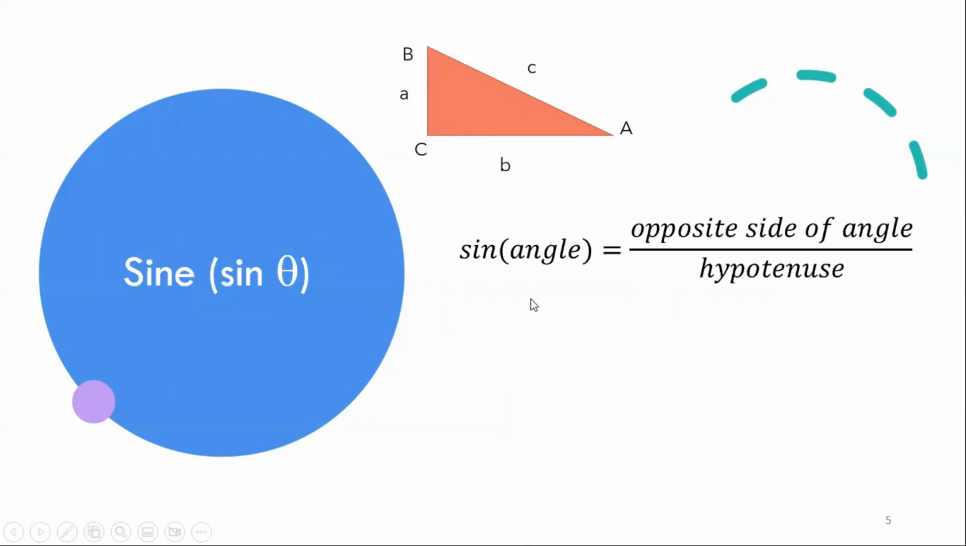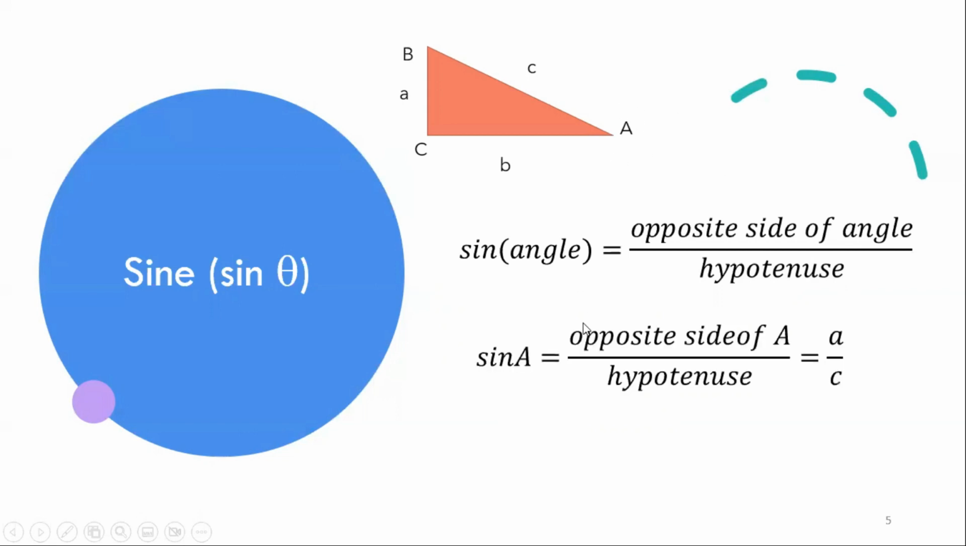So the first trigo ratio is sine of an angle, and let's say our angle is theta. So sine of the angle is equal to opposite side of the angle over the hypotenuse. So if we are going to solve for sine of angle A, the opposite side of angle A is side A and the hypotenuse is C. So sine of A is A over C.